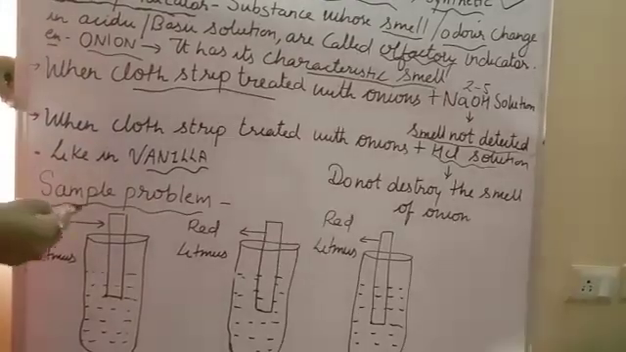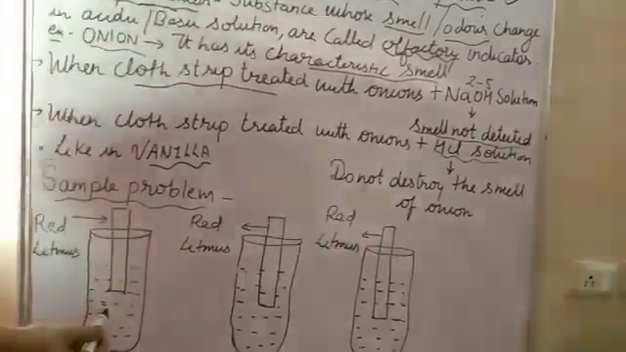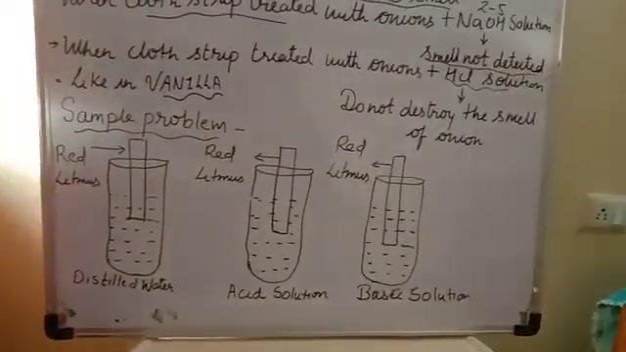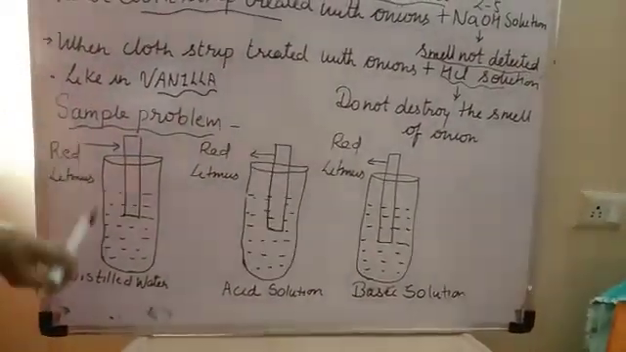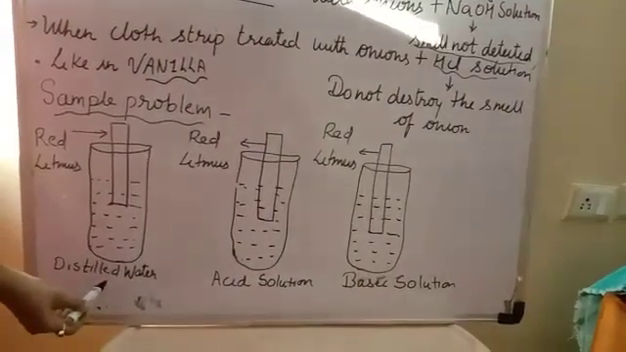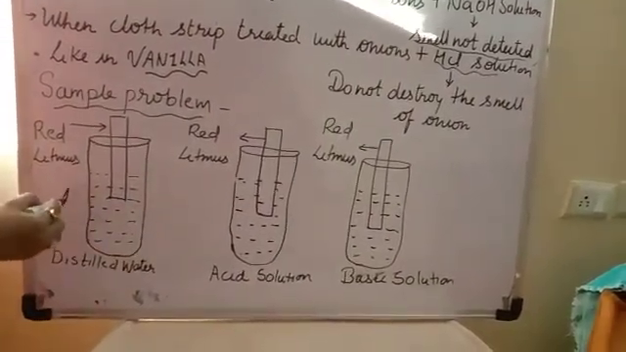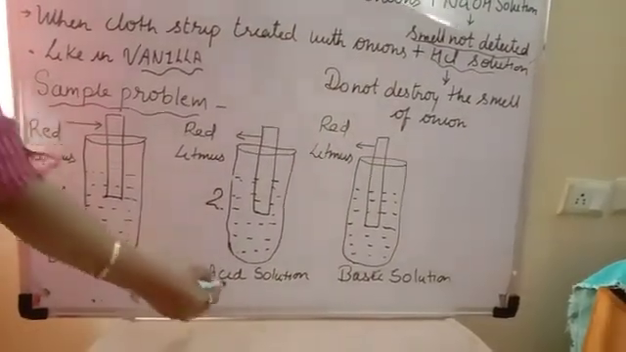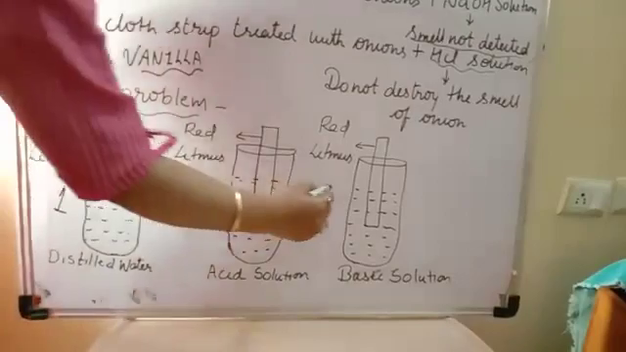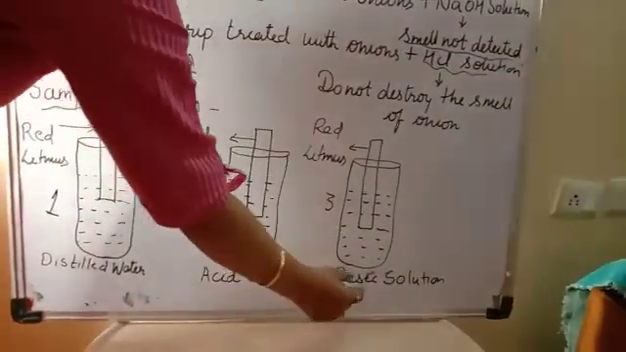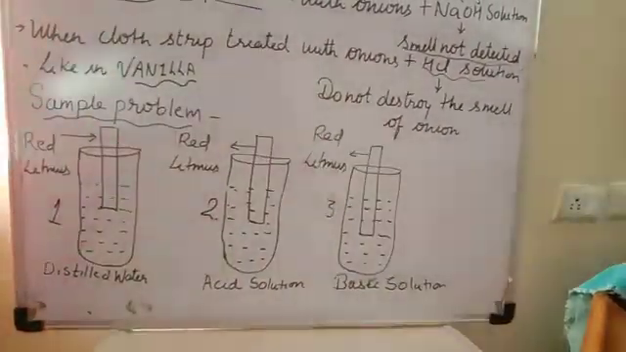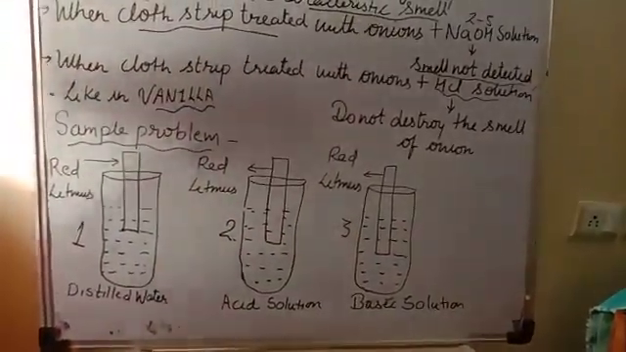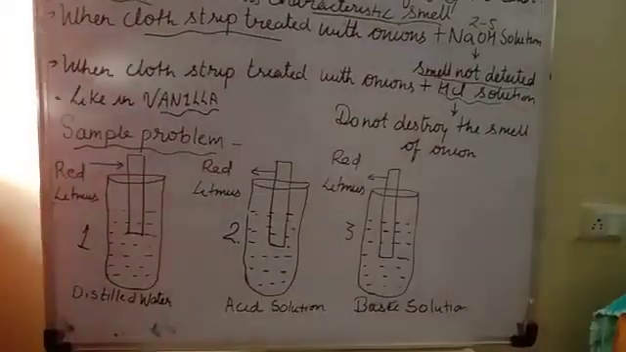So, I have taken one sample problem. We have taken 3 test tubes to test the color change of the litmus paper. In the first test tube, I have taken distilled water. In the second test tube, I have taken acid solution. And in the third test tube, I have taken basic solution. Now, I will take only one common red litmus paper to see the change of color in these test tubes.